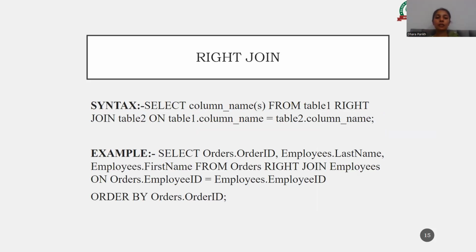Okay, so the syntax of the right join is: select column name from table name right join table 2 on table 1 dot column name equals table 2 dot column name. Here is an example: select orders dot order ID, employees dot last name, employees dot first name from orders right join employees on orders dot employee ID equals employees dot employee ID. Here we can also give some ordering, order by orders dot order ID.